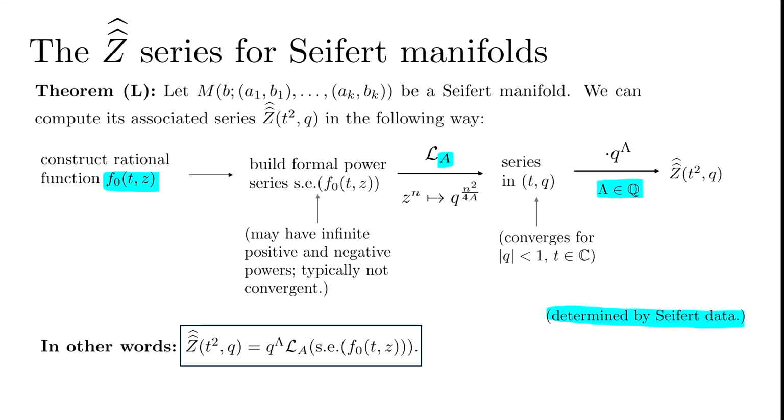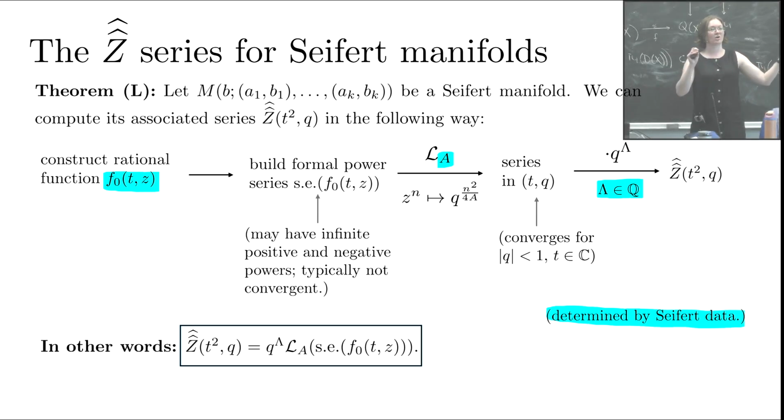Wherever we see z to the n, we replace it with q to the n squared over 4a, where a comes from the Seifert data. Somehow we're taking all of the negative exponents and folding them over to the positive side, and the way in which we do this gives us something that converges on the interior of the unit disk and for any fixed t in the complex numbers. The last thing we have to do is renormalize by this rational power of q, and now we get the z hat hat series in t squared. So we can put it all together to write it like this. Basically, this is a series of steps that at every point really only depends on the Seifert data.